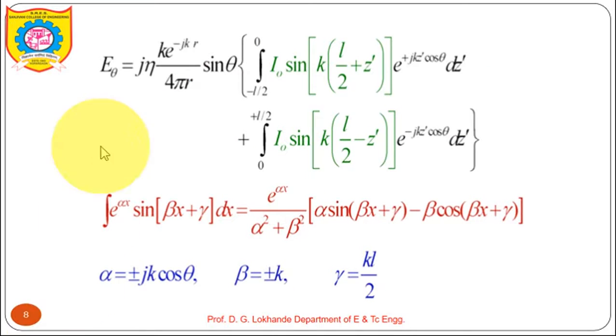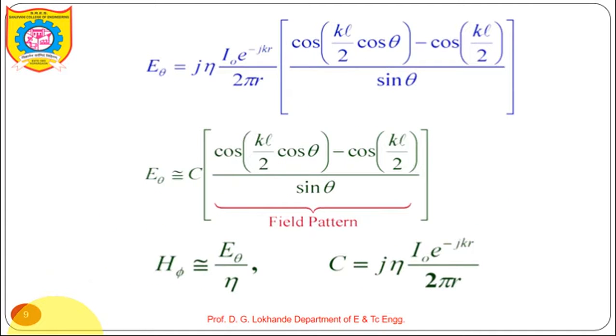Now if you see the E of theta, these are complex terms that need to be modified properly. So we apply the equation: the integral of e^(αx) sin(βx + γ) dx is equal to e^(αx)/(α² + β²) times [α sin(βx + γ) - β cos(βx + γ)], where the α term is plus or minus jk cos theta, the β term is plus or minus k, and the γ term is kL/2. So this equation will be modified accordingly.